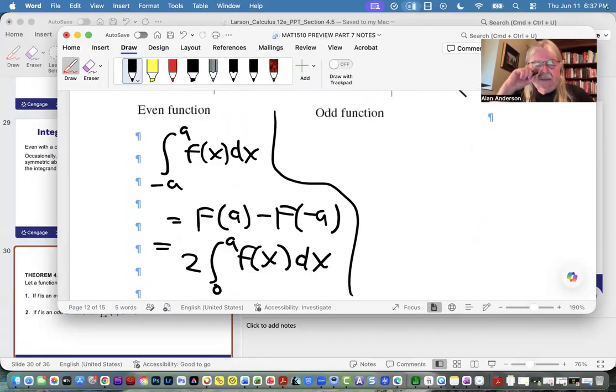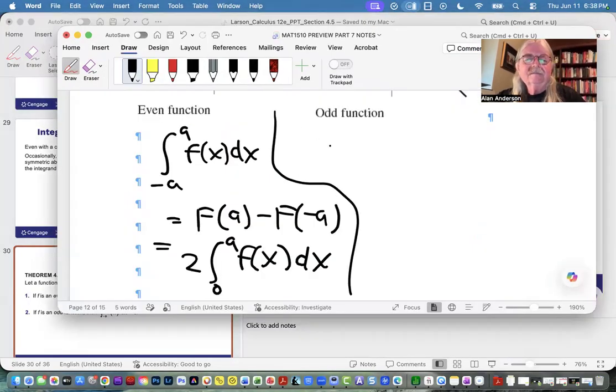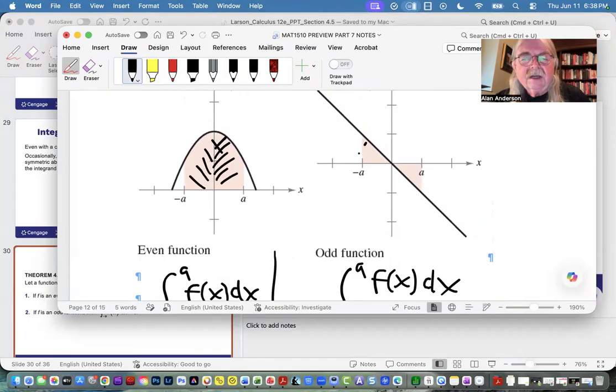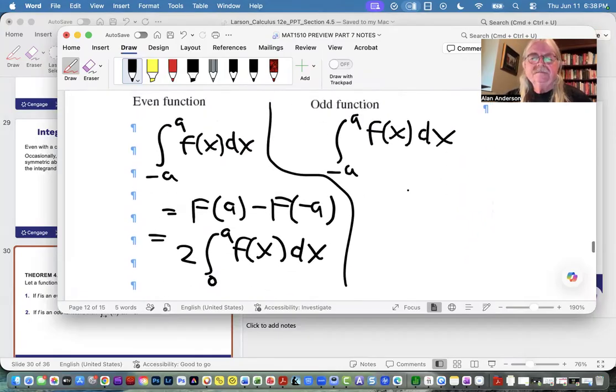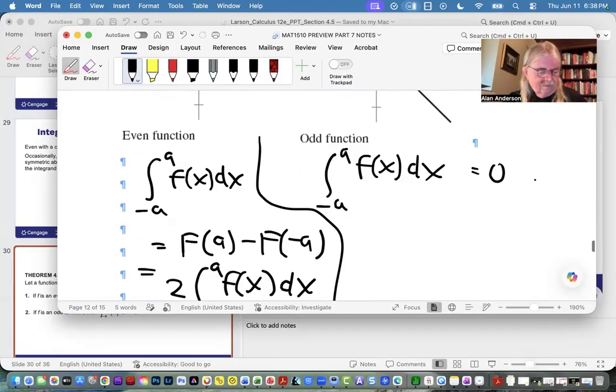All right. But for the odd function, well, guess what? The two sides exactly offset each other because this is positive, this is negative. They're both the same amount. And so you will, in fact, end up with 0. Because the negative and positive areas exactly offset each other. Okay.